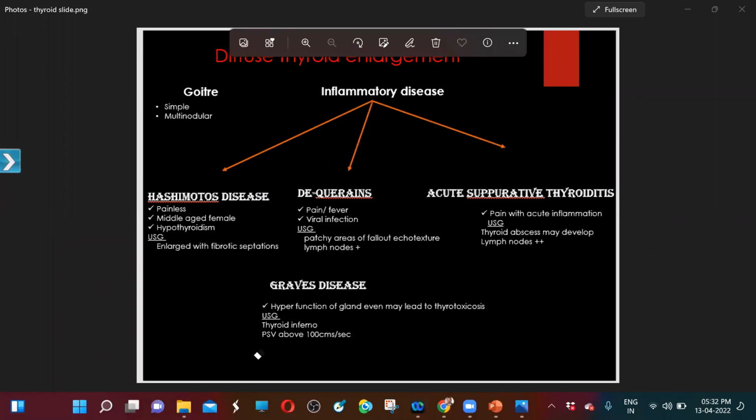That is what is written over here. That is what you have been taught: peak systolic velocity above 100 centimeters per second in Graves' disease, and in Hashimoto's it will be about 60 centimeters per second. Now, some of you might be thinking, how to see that? Let me draw how to see this peak systolic velocity for freshers.